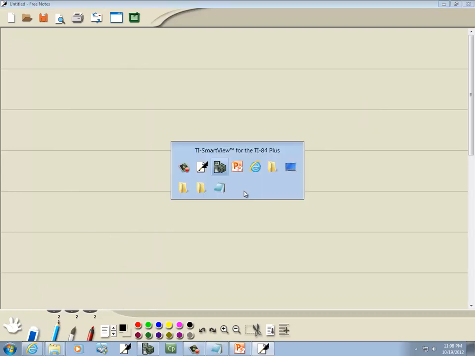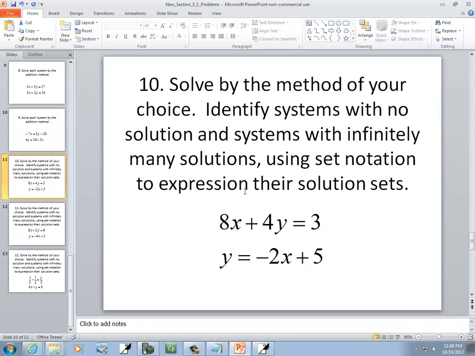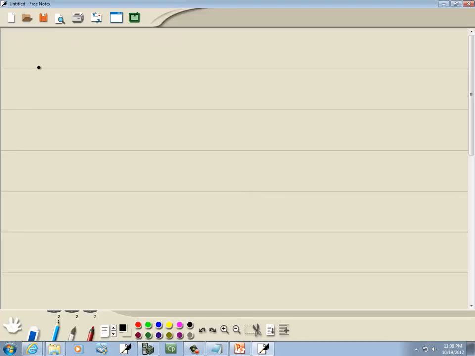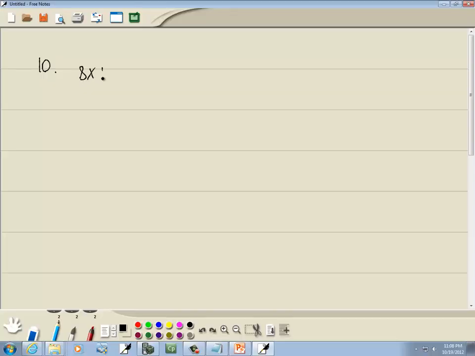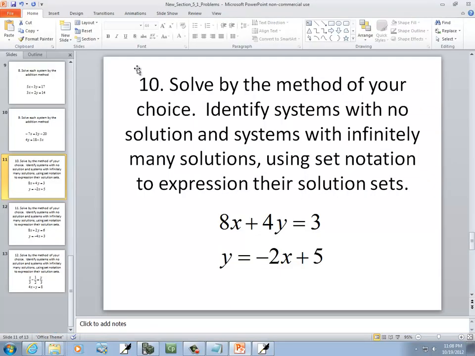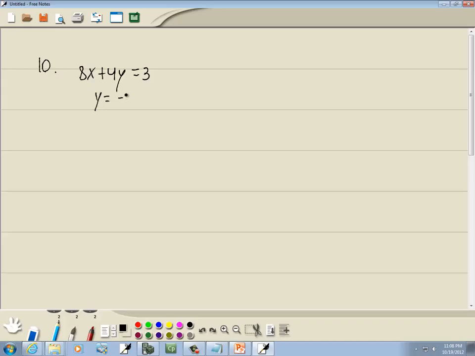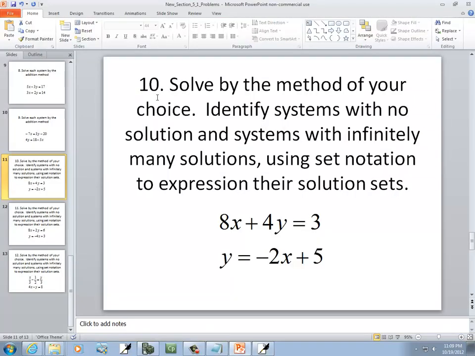Let's start a new page, and let's look at the next problem. Okay, so this one we got 8x plus 4y equals 3, and y is equal to negative 2x plus 5. Now it says solve by the method of your choice. Identify systems with no solution and systems with infinitely many solutions, using set notation to express your solution sets.